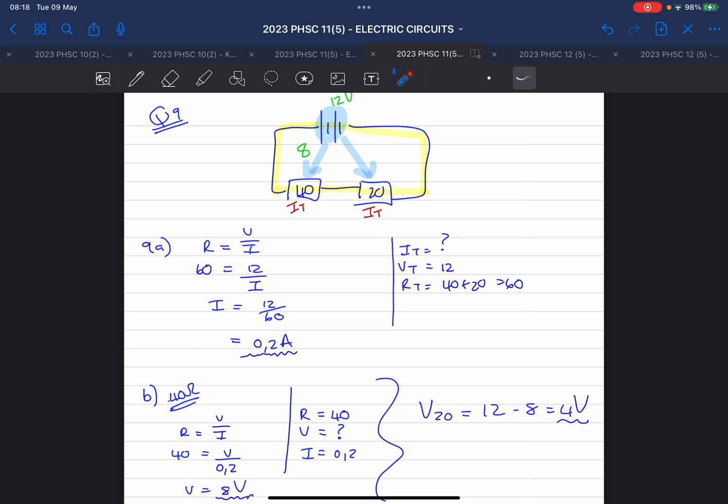Ma'am, why did you write V20 there? Because it's the volts for the 20 ohm resistor. If the resistor had a name, let's say this one's name was A, then I would have said the volts for A. So it's just its name, it's just a subscript. I can use 20 ohms, I'm just lazy. I just stopped at 20.